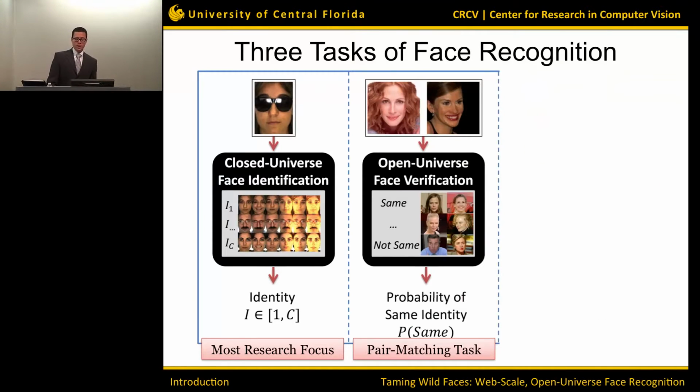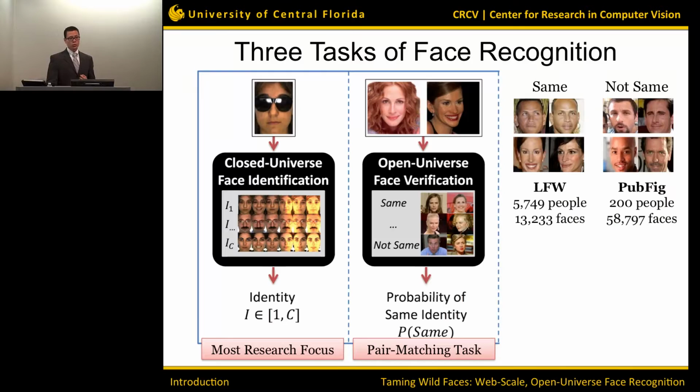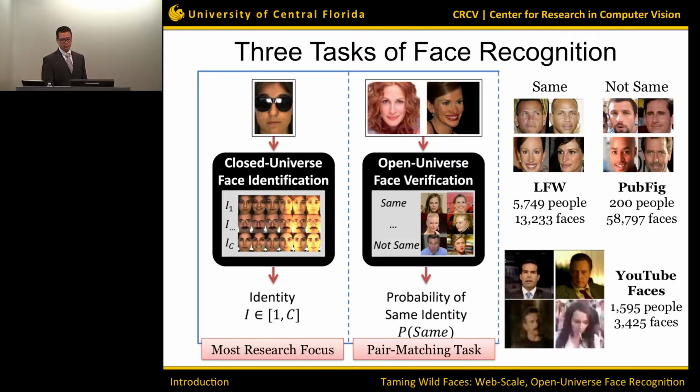The second task is open universe face verification. And the idea here is, given an image of a person, is this who they say they are? And so this has been cast as a pair matching task. So they look at same or not same pairs. The two popular data sets are Labeled Faces in the Wild and the Public Figures. And for video, it's the YouTube Faces.